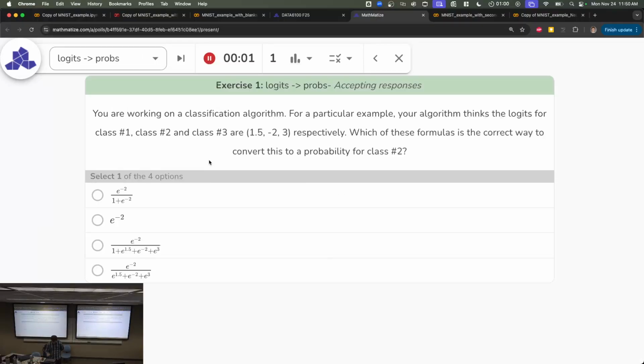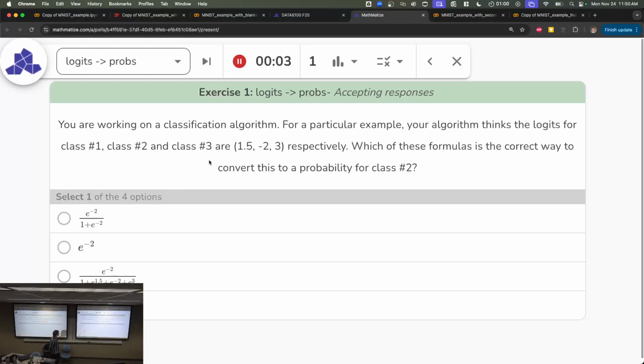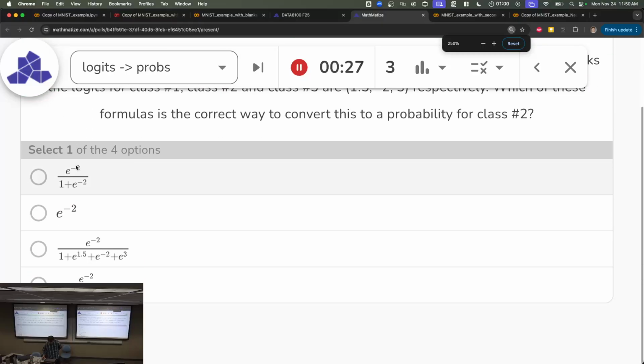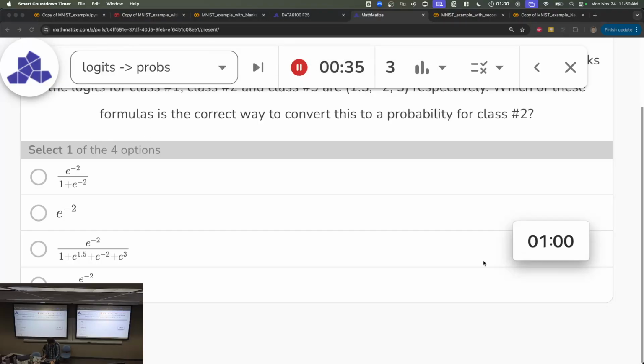Logits to probabilities. You're working on a classification algorithm. For this particular example, your algorithm thinks the logits for class 1, class 2, and class 3, there are 3 classes in this example, are 1.5, -2, and 3. Which of these formulas is the correct way to convert this into the probability for class number 2? So in other words, if your network outputs 1.5, -2, and 3, how do you interpret the probability that it is class 2? Okay, and I have 4 options for you. Think about what they are and which one's right. Maybe flip through your notes and try to do this one. Okay, let me give you a few minutes.